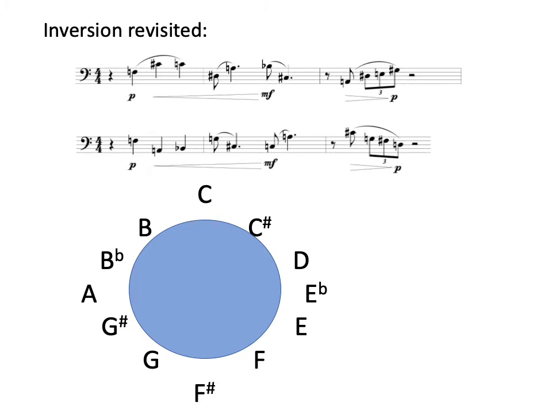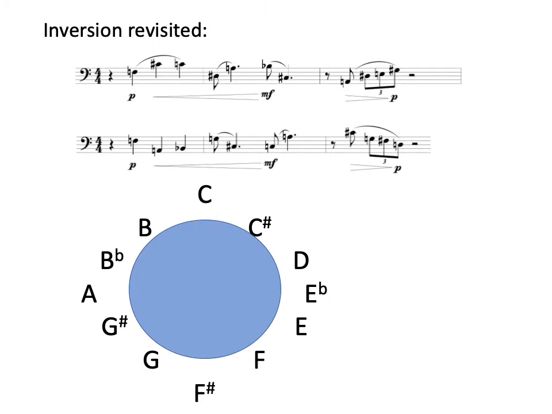Obviously, one way you can invert that is to just write all the intervals upside down. Instead of going up an augmented 5th from F to C sharp, you can go down that same number of half steps when you invert, down 8 half steps from F to A natural. And instead of going a half step down from C sharp to C, you go up a half step from A to B flat. You can do that. That'll take some time, but it'll work.